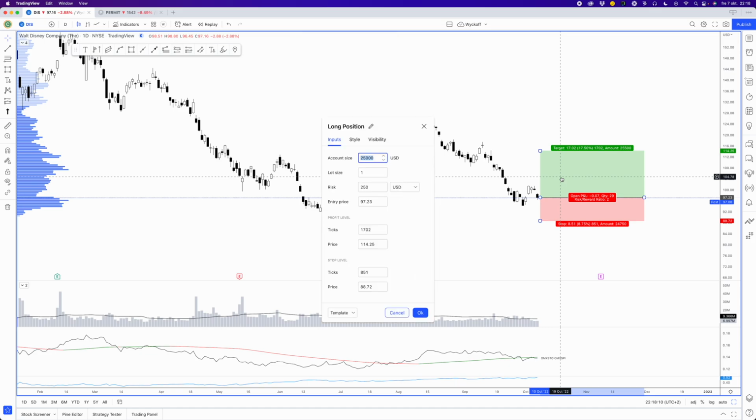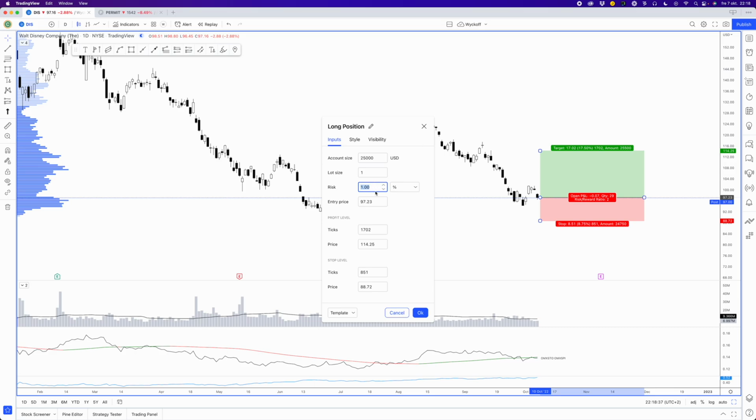If you double-click this tool, you will be able to enter the account size that you have. And then you can just enter how much percentage of the account size that you want to be risking. A typical figure is 1 to 2%. So depending on how confident you are about your trade, you can go between 0 and 2% usually.